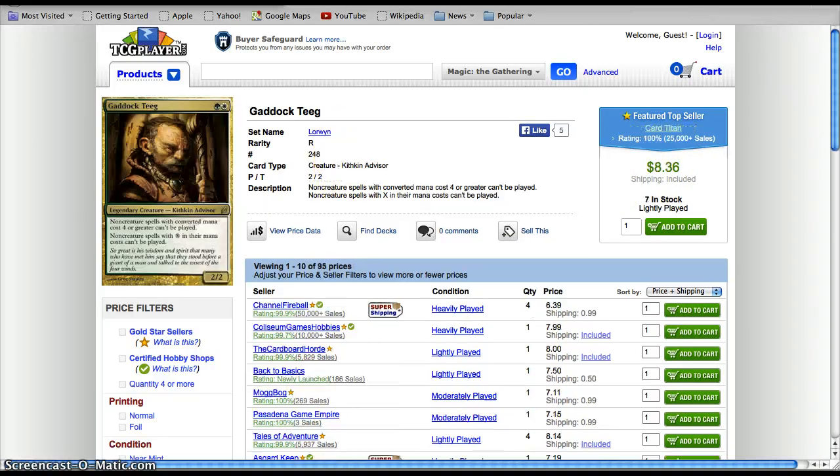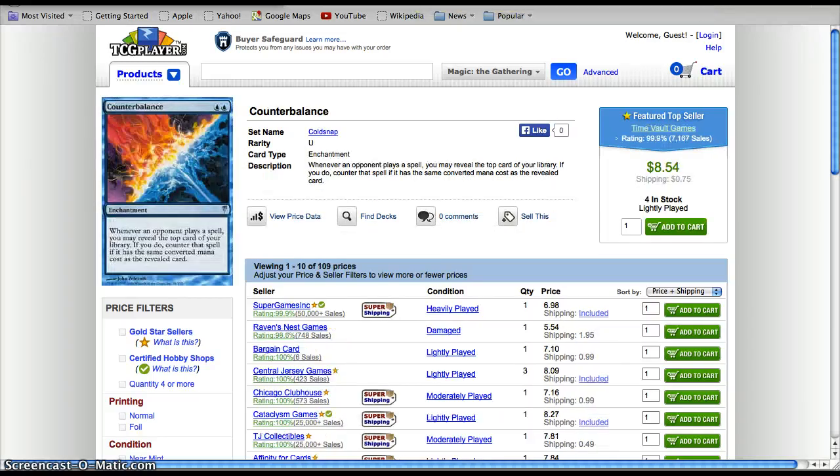and even in Zoo. Gaddock Teeg has also been slowly rising. There's only one printing of him. He's not a huge player in Modern, but again, by this time next year, when Modern's going to be played a lot over the next year, he's potentially going to rise up to $15-$20. Legendary Kithkin also makes him a little awkward to bring back.